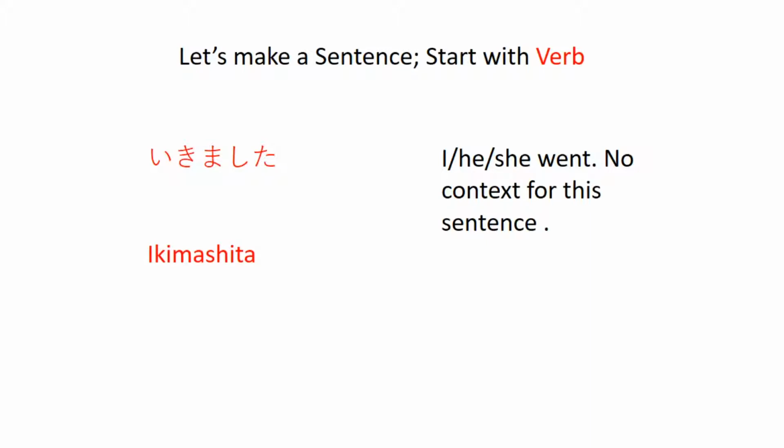With these three basic patterns now, I'm going to start to make a sentence. I'm going to build a Japanese sentence. So we start with a verb, ikimashita. Ikimashita means I went, he went, she went. There's no context for this sentence, so you don't know exactly who went. But ikimashita standing alone is a complete sentence.